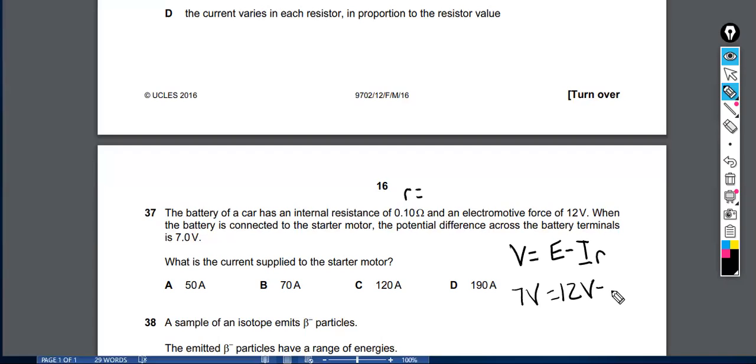We want to solve for I. We know that r is 0.1. There's a perfectly solvable algebraic sentence, which I'm sure Henry solved a moment ago. He did negative 5 divided by negative 0.1. Combine these like terms first, so subtract 12 from both sides. Negative 5 equals negative I times 0.1, divided by 0.1. So negative I equals negative 5, or I equals 50 amps. 50 amps is what you got.